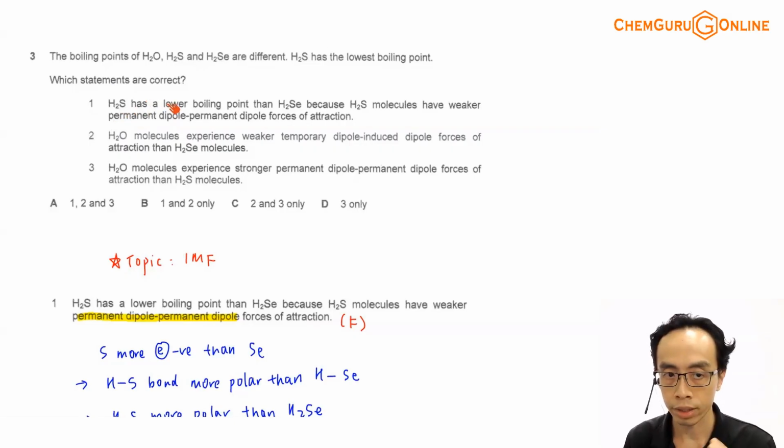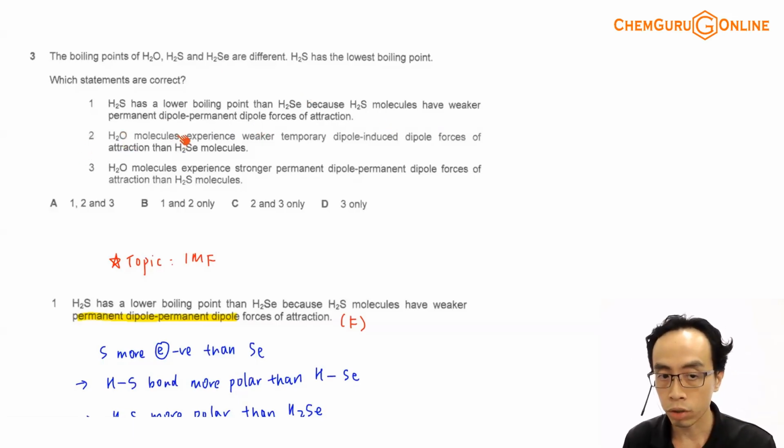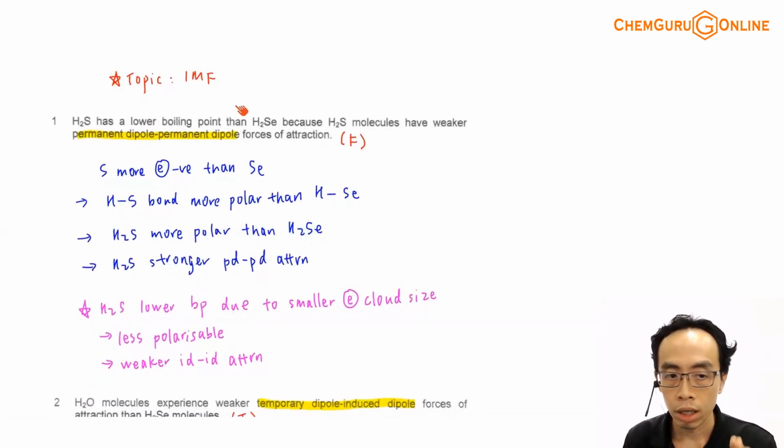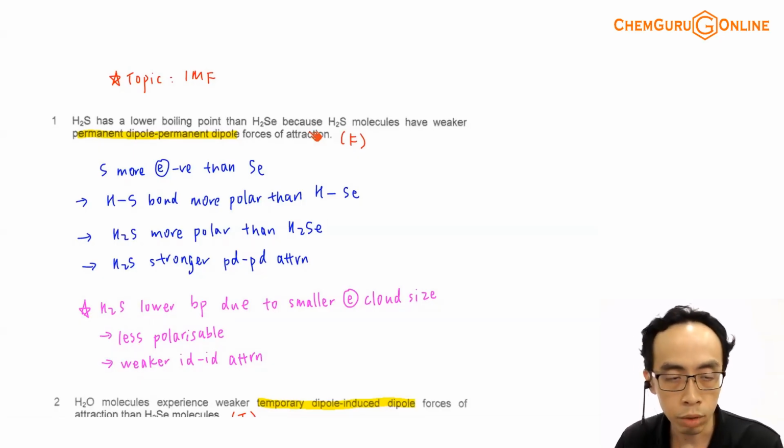Number 1, H2S has a lower boiling point than H2Se because H2S molecules have weaker permanent dipole forces of attraction. Number 2, water molecules experience weaker temporary dipole-induced dipole forces of attraction than H2Se molecules. Number 3, water molecules experience stronger permanent dipole forces of attraction than H2S molecules. So we want to decide which of the statements are correct. Let us take a look at this question. The topic tested in this question 3 is intermolecular forces.